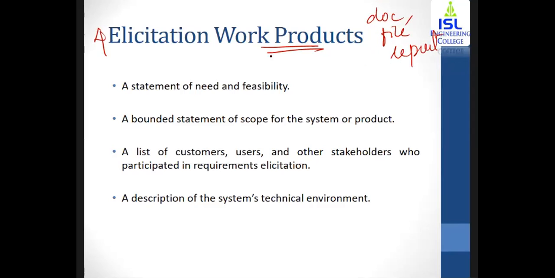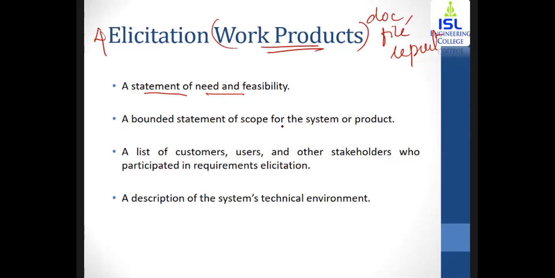What type of work products you're going to use for a particular software is based upon the software that you're developing. Within elicitation work products, you're going to have a statement of need and feasibility. That is why you're developing the software. Whenever you're working on mini projects, you make a report for the particular software: what is the problem statement, what is the solution, what are the hardware and software requirements, and the different diagrams to represent your project. That is similar to a work product. So you're going to have a statement of need and feasibility. That is why the software was developed.